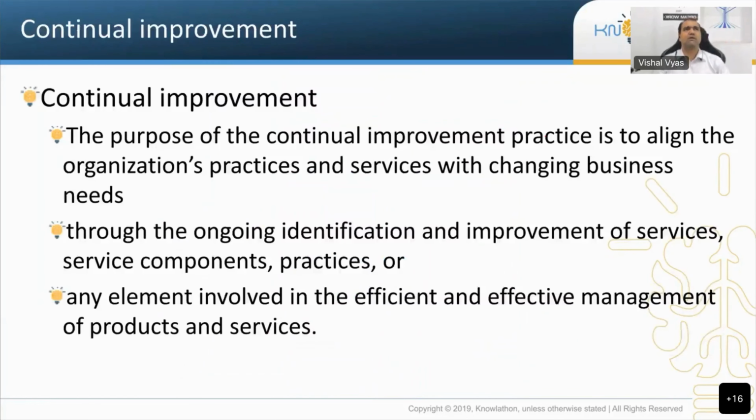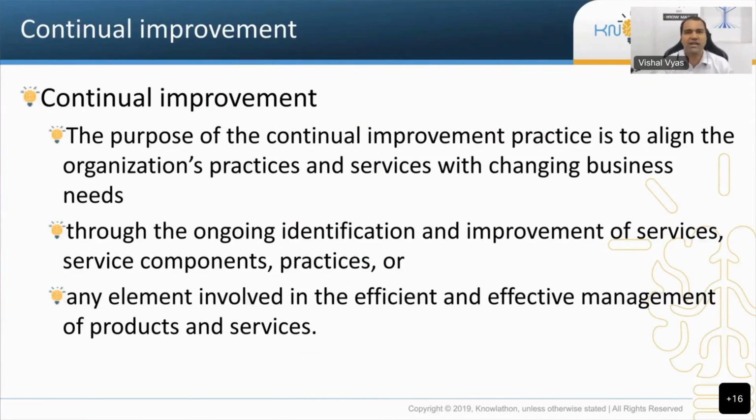The purpose of continual improvement practice is to align organizations' practices and services with changing business needs. Keep making it better every day. How do we do it? Through ongoing identification and improvement of services, service components, practices, or any component involved in management of production services. So the purpose of continual improvement practice is to align the organization's practices and services with changing business needs.